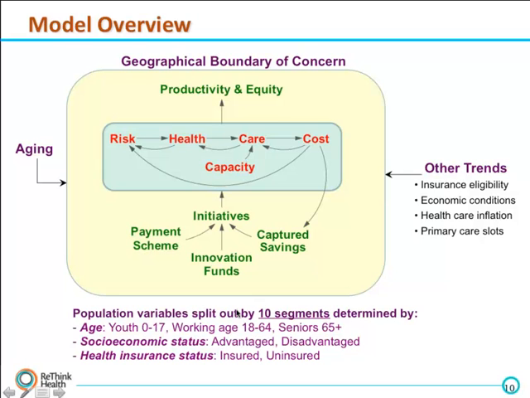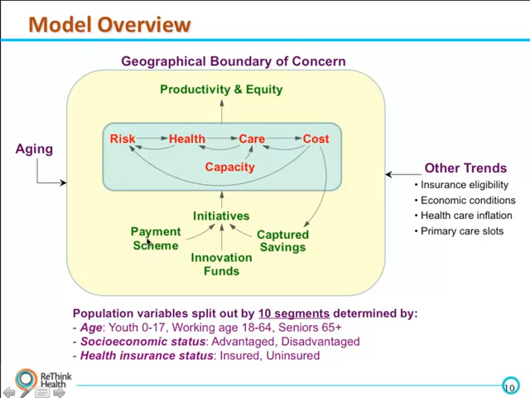But the whole point here, of course, is to think about how initiatives will affect this whole framework of risk leading to health, leading to care, leading to cost. And we also think about what makes those initiatives possible or what makes them more effective. For example, funding is an important concern. We represent that down here with a few words: innovation funds and captured savings, that we'll talk about in a few minutes. Then there's the idea of a payment scheme.